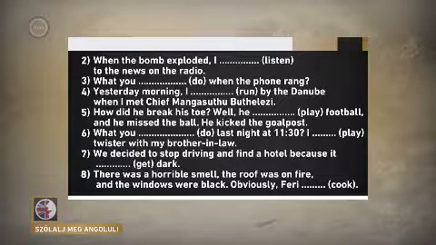Number 6. What you do last night at 11:30. I play Twister with my brother-in-law. Number 7. We decided to stop driving and find a hotel because it get dark. Number 8. There was a horrible smell. The roof was on fire and the windows were black. Obviously, Ferry cook.